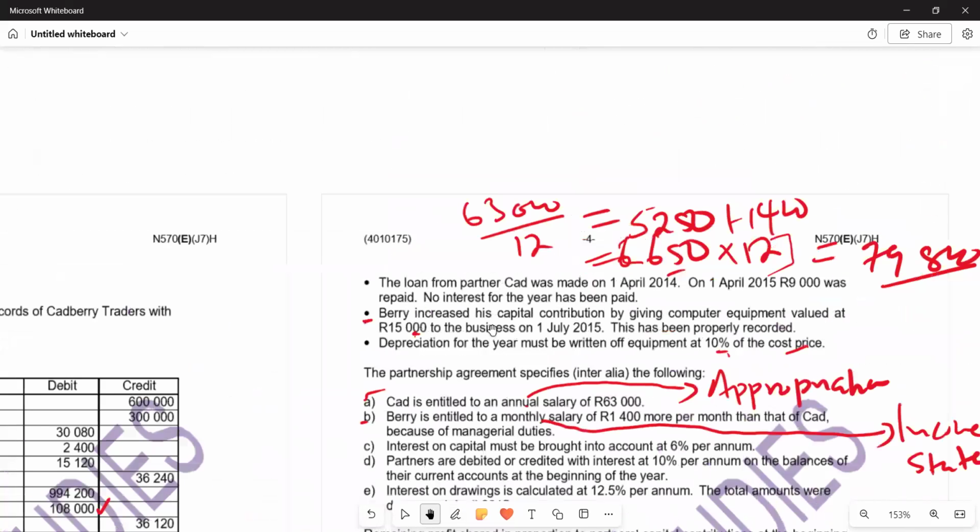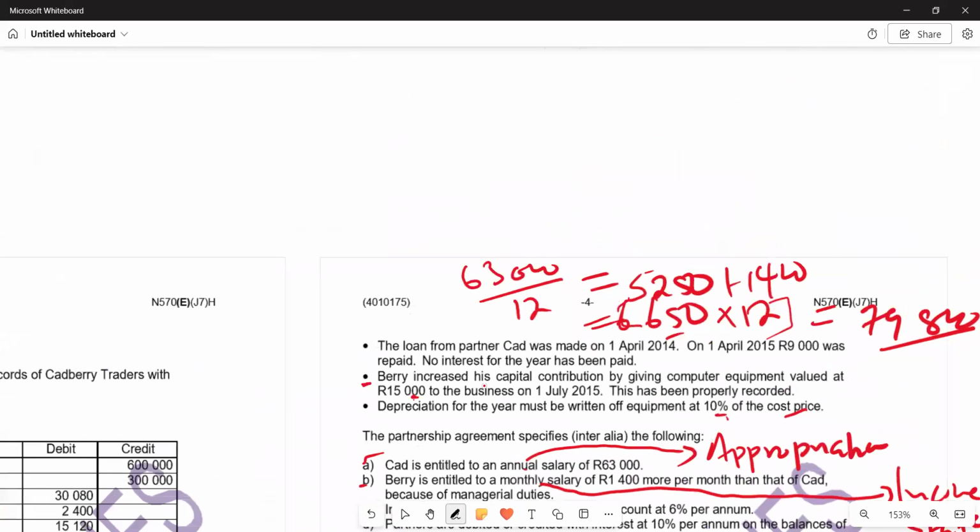So we are saying 108,000, there's 15,000 inside there. So we subtract that 15,000 so that we calculate the depreciation separately. There we'll see what we get: 108,000 minus 15,000.